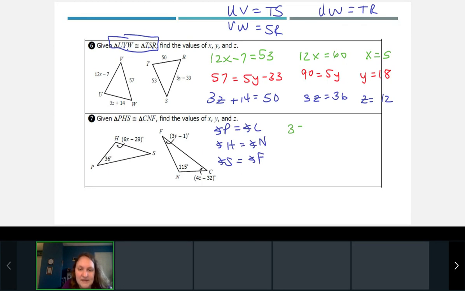So I can say that 36 equals C, which is 4z minus 32. H is 6x minus 29, and N is 115. And then S. S is missing. We don't know what S is, so I'm just going to leave that blank for a second. And that's going to have to equal F, 3y minus 1.